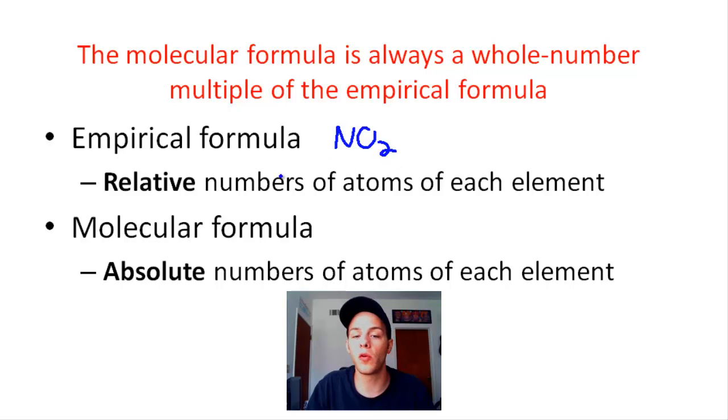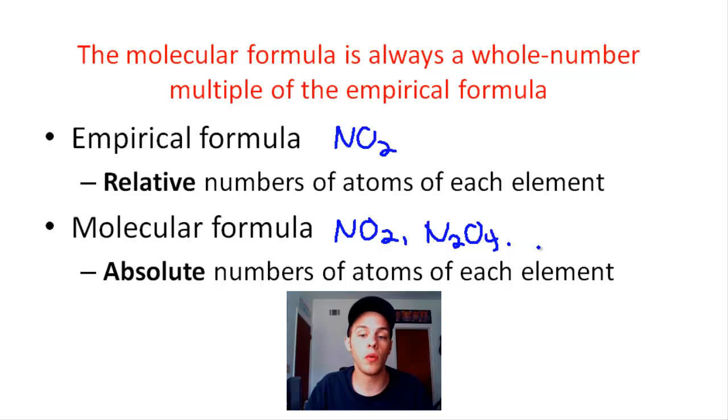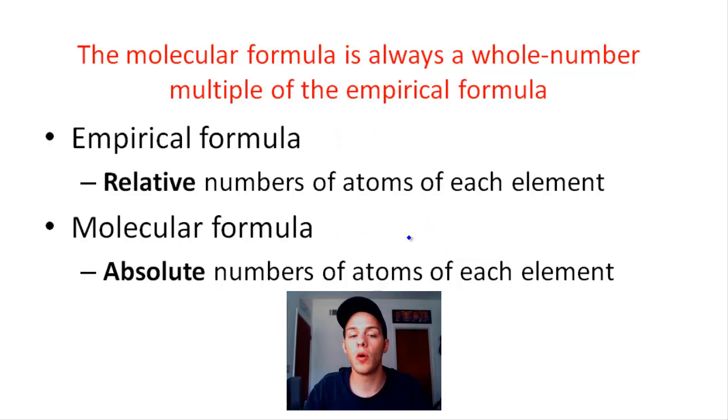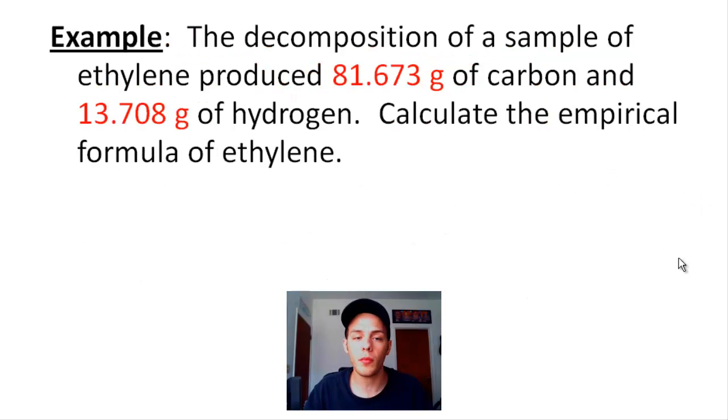And that's going to be very important, especially later on when we actually try to find the molecular formula for a compound. So to demonstrate this a little bit, suppose our empirical formula was, let's say, NO2. So if we have an empirical formula of NO2, then that means our molecular formula could also be NO2, or it could be N2O4, and so on and so forth. It could be NO2 multiplied by any whole number. So that's what I mean when I say that the molecular formula is always a whole number multiple of the empirical formula. So let's save that for later.